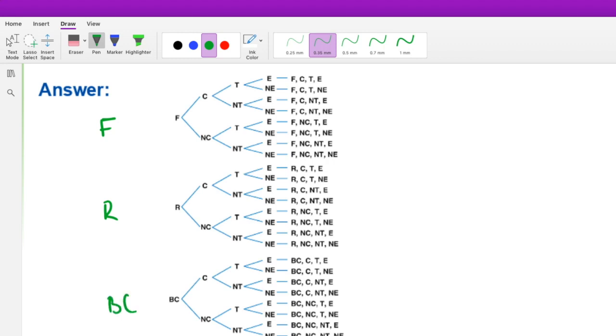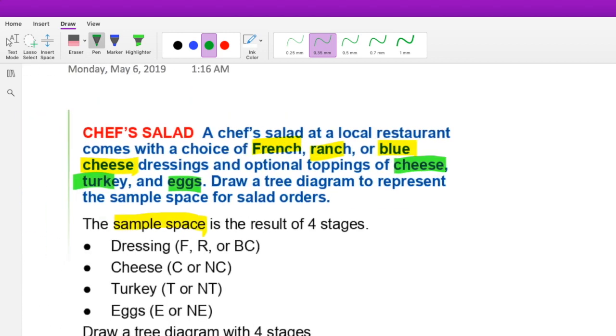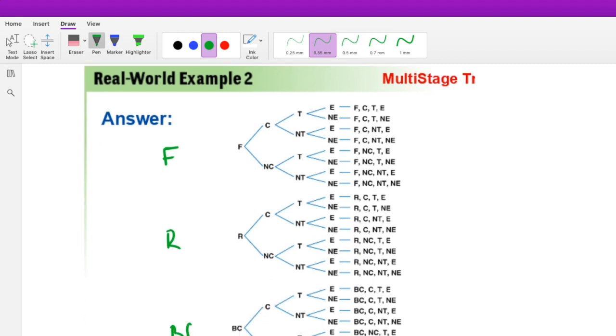And then what other choices do we have? Well, we look back at the question and it says I can have cheese, turkey, and eggs. So besides having cheese, turkey, and eggs, what can I have? I can have no cheese, no turkey, and no eggs. So that is how we would go about doing this. Cheese, no cheese, same thing. Whoops, that should have been a cheese. No cheese. And you get the point. That is all you have to do for the entire tree diagram. And it's very easy once you just look at it that way. I hope this video was helpful to you.